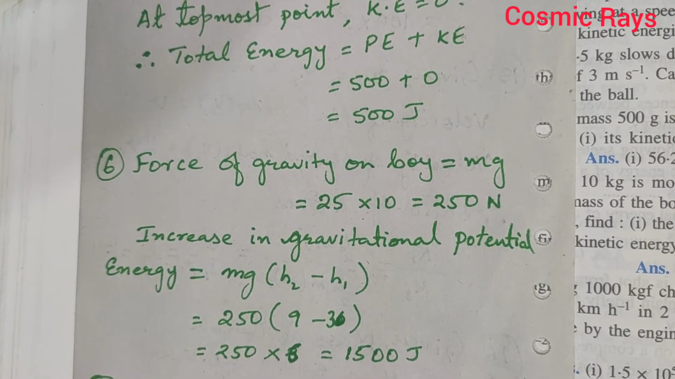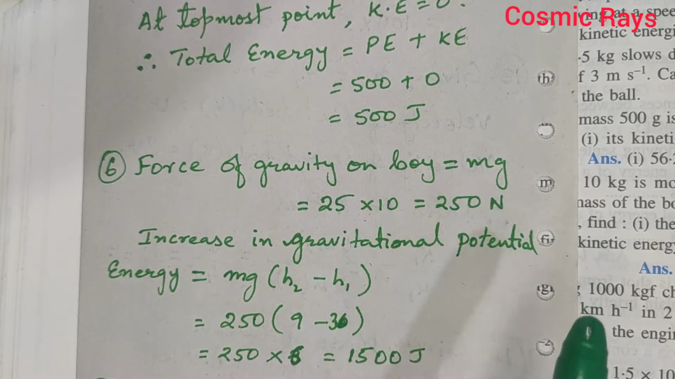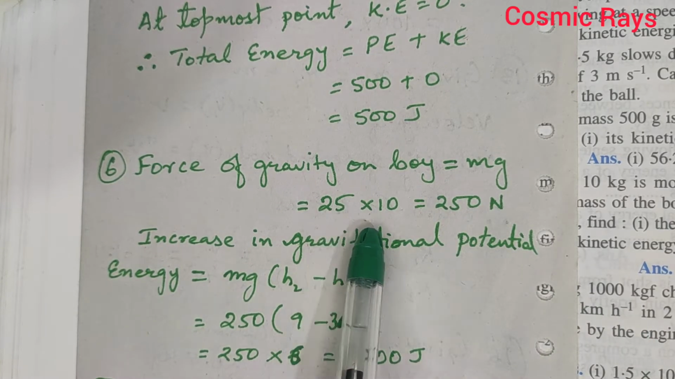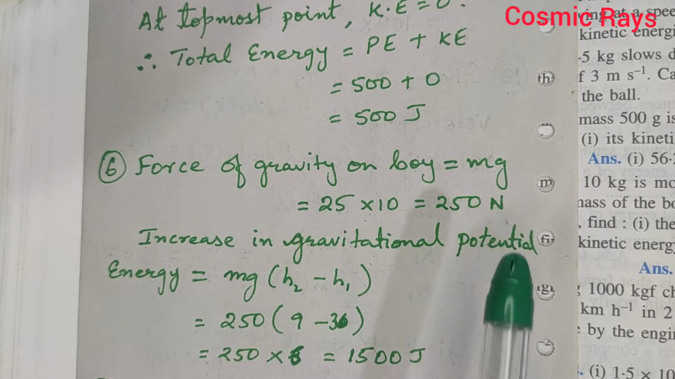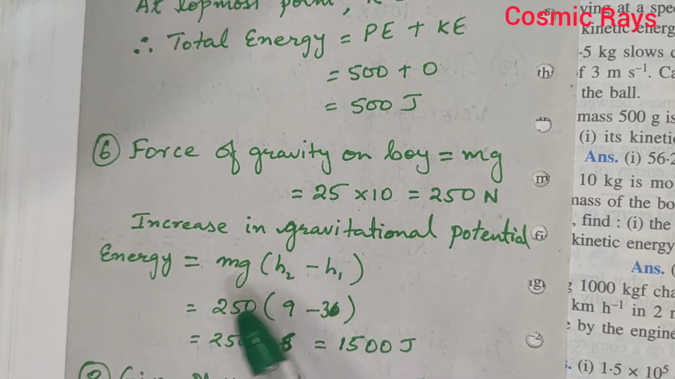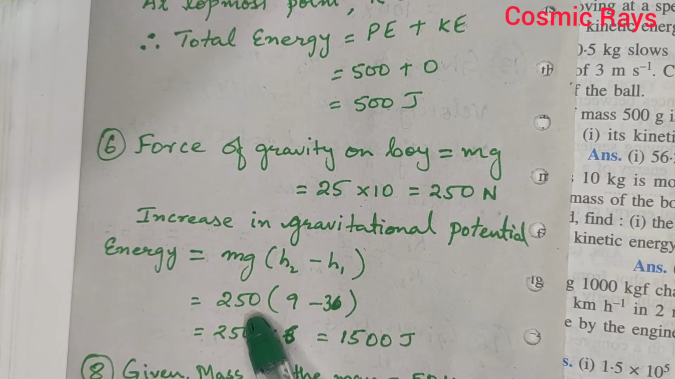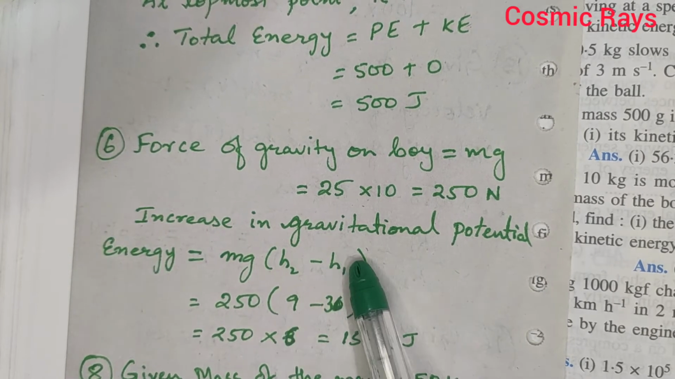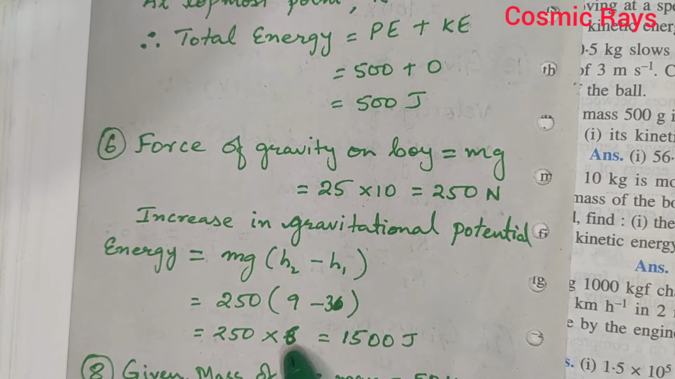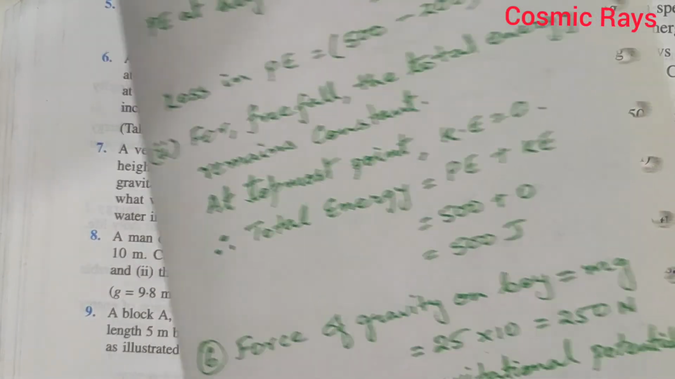Question number 6, it says, so the force of gravity on the boy, that is we are calculating m into g, that is 25 multiplied by 10, so 250 Newton. Now the increase in the gravitational potential energy: the formula for gravitational potential energy is mgh. Here we have two heights, so we write it as mg h2 minus h1. So 250, h2 is 9 meters and h1 is 3 meters. So 9 minus 3 is 6. So 250 into 6 is 1500 joules.